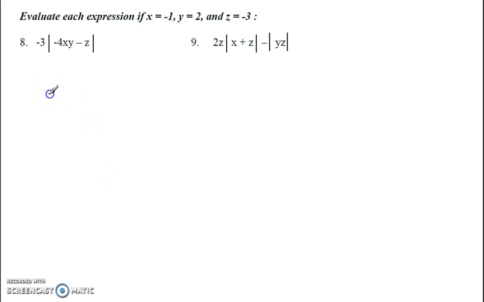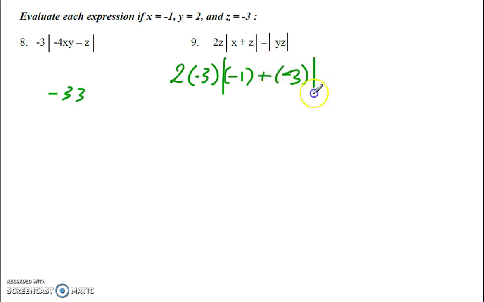Number 8 is negative 33. You can work that out yourself. I'll look at number 9 with you. 2 times negative 3 times the absolute value of negative 1. Remember, always put parentheses when replacing a variable with a value. Times plus negative 3, absolute value, minus absolute value, y is 2, and z is negative 3.